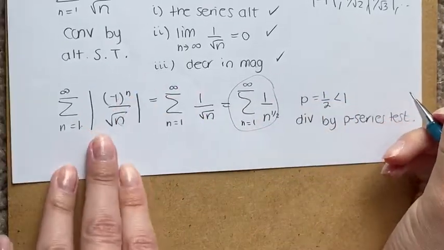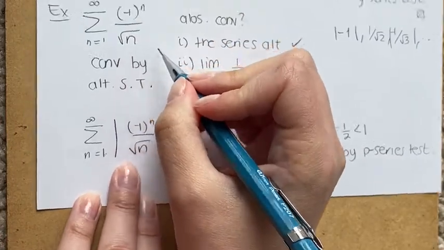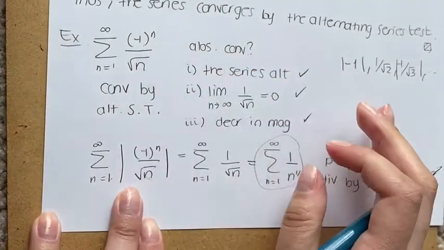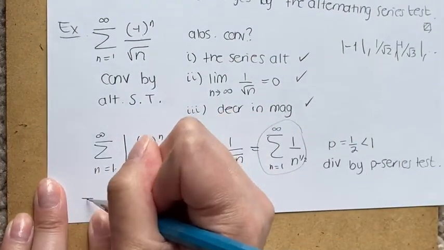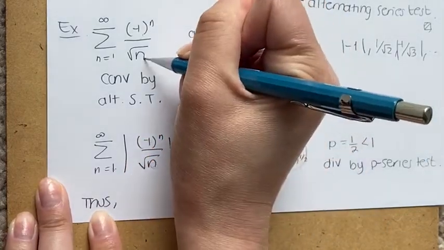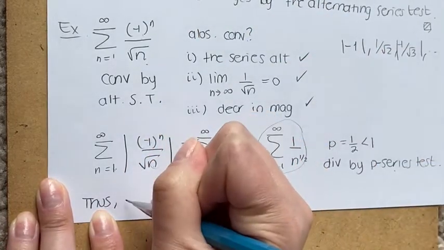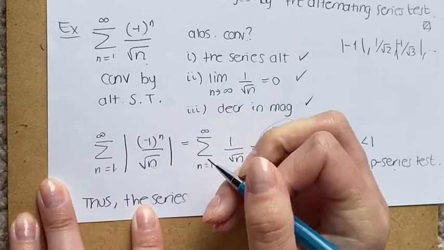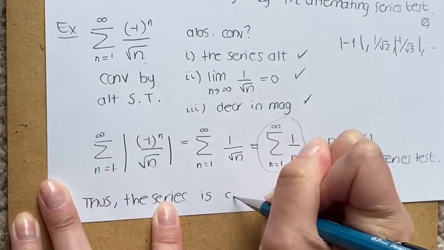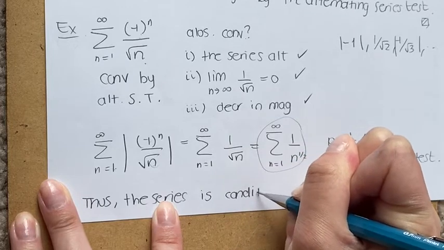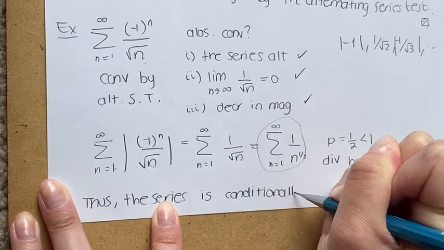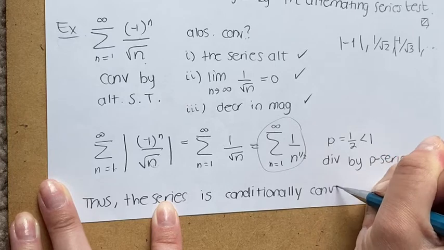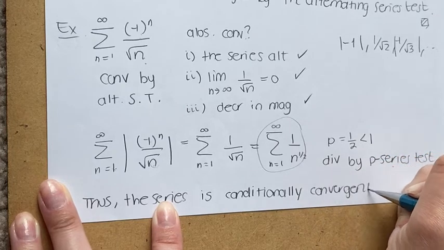Therefore, what happens? Is this series absolutely convergent or conditionally convergent? Since it converges here but not here, thus the series is conditionally convergent. And that's pretty much it.